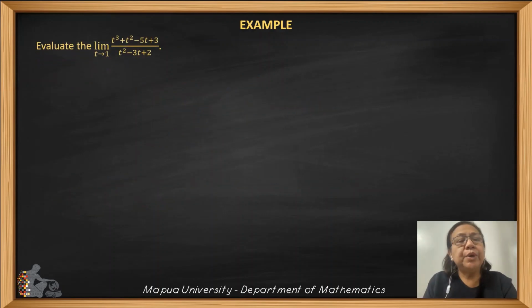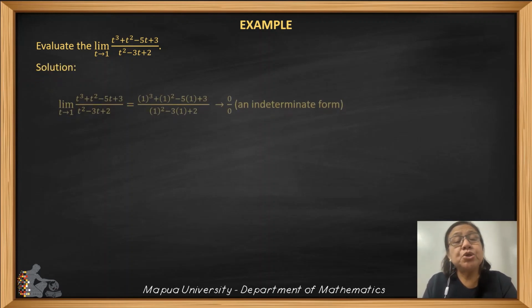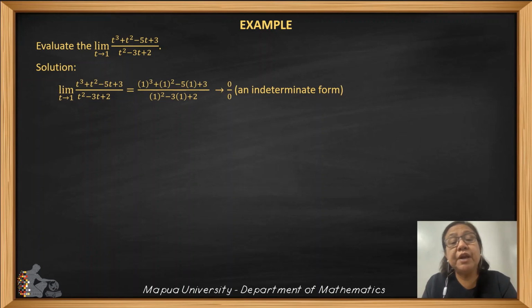Okay, let us work on another example, evaluating the limit of t cubed plus t squared minus 5t plus 3 divided by t squared minus 3t plus 2 as t approaches 1. If we substitute 1 in place of t in the given expression, then the limit of the ratio would lead us to 0 divided by 0. This is not acceptable as a limit, and this is referred to as an indeterminate form.